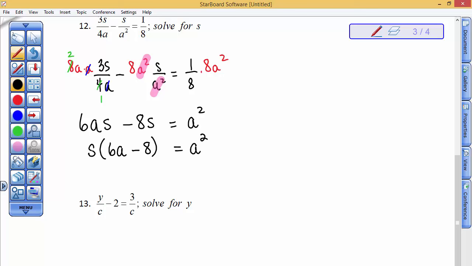And now I've got s as a single factor. There's a dot right there. So to get s alone, I'm going to divide by 6a minus 8 on both sides. And I have successfully solved for s. S is alone on the left side, and it's equal to a squared divided by 6a minus 8.